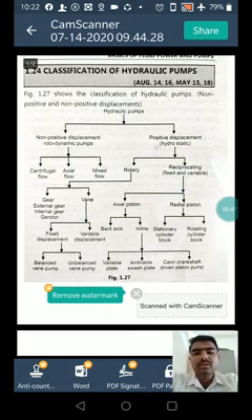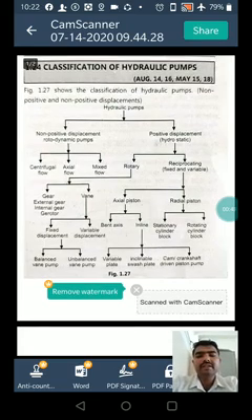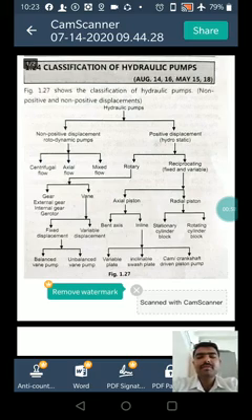In rotary there are the gear pumps, external gear and internal gear. The second one is the vane pump. In vane there is fixed displacement and variable displacement. Then there is the balanced vane pump and the unbalanced vane pump.